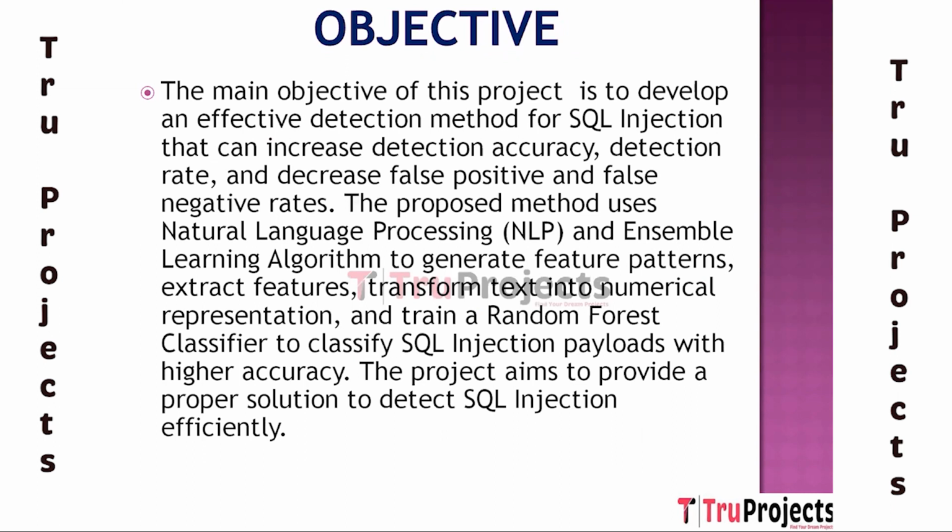Objective. The primary goal of this project is to provide an effective SQL injection detection approach that can improve detection accuracy, detection rate, and reduce false positive and false negative rates. The suggested method employs natural language processing (NLP) and the Ensemble learning algorithm to construct feature patterns, extract features, convert text to numerical representations, and train a random forest classifier to more accurately classify SQL injection payloads. The project's goal is to provide an effective solution for detecting SQL injection.